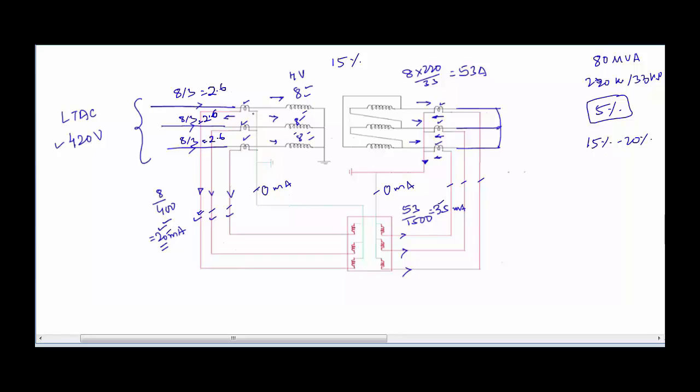Now this current will be stepped down by all these three CTs, and it will be fed to the relay with the help of these three cables. Now the current that will be flowing in all these three cables will have a magnitude equal to 2.6 divided by 400, which is around 6.5 milliamperes.